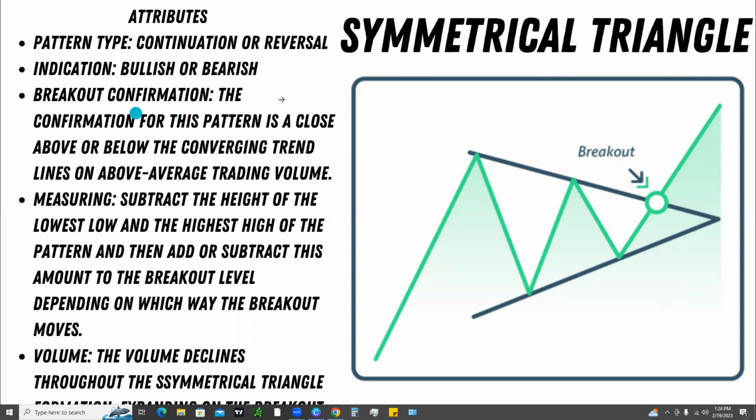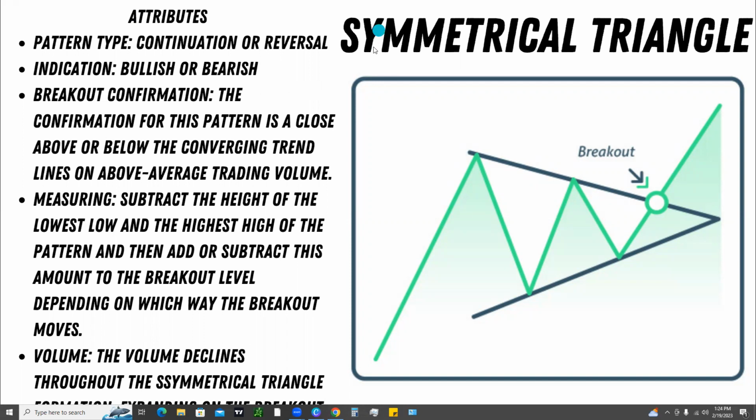For the breakout confirmation, the confirmation for this pattern is a close above or below the converging trend lines on above average trading volume. Volume is very important, and I recently covered that in a separate video in the trading course playlist. Now, for measuring, you subtract the height of the lowest low and the highest high of the pattern, and then add or subtract this amount to the breakout level, depending on which way the breakout moves.